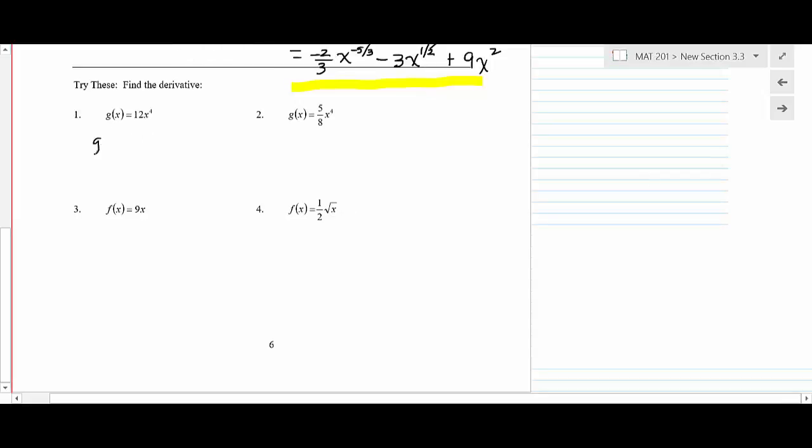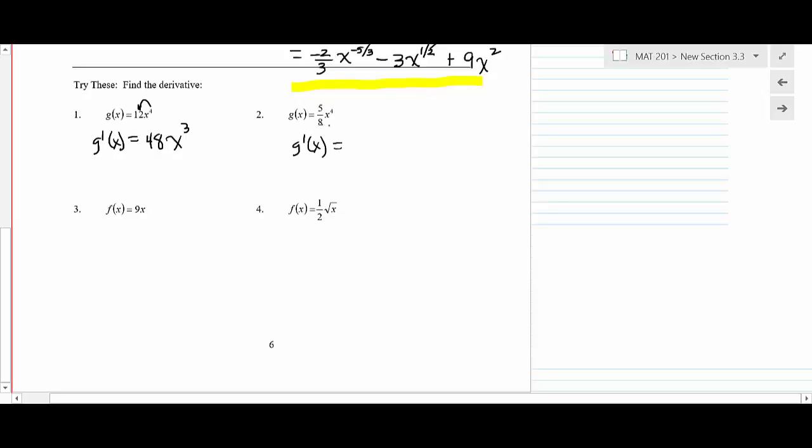Now, when you do this one, what's your answer on this one? You'd want to do this in your head. 48x to the third, right? Okay, because you can actually just take that 4 and multiply it by the 12. So that's 48x to the third. The exponent goes down 1. Okay, like that.